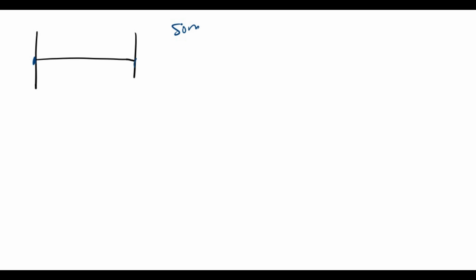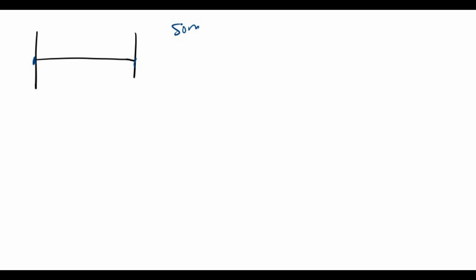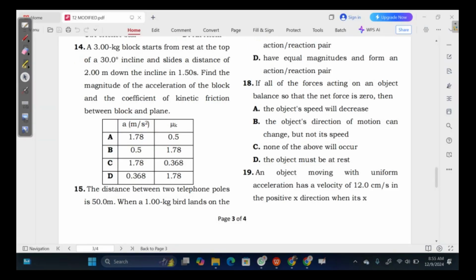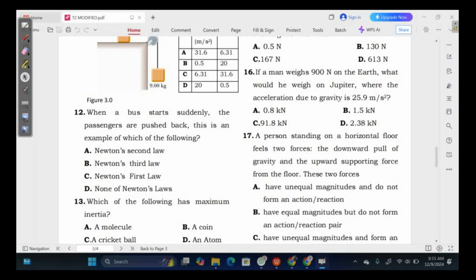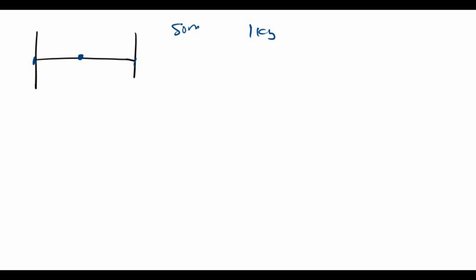The question continues to say, when a 1 kg bead lands on the midway, meaning when the 1 kg bead comes here and lands here, what happens? When it lands there, they are saying the telephone wire midway between the poles surges 0.2 meters, meaning it sinks. So after doing that, it went a bit, so it went like this.